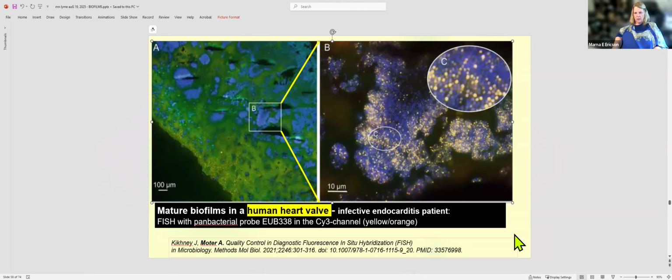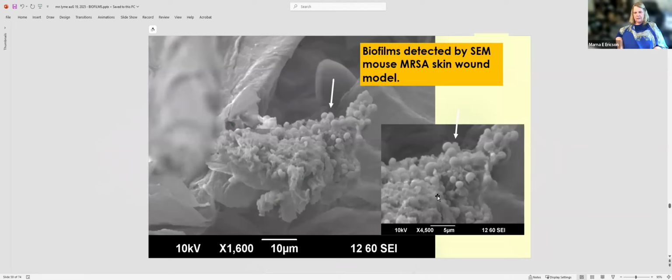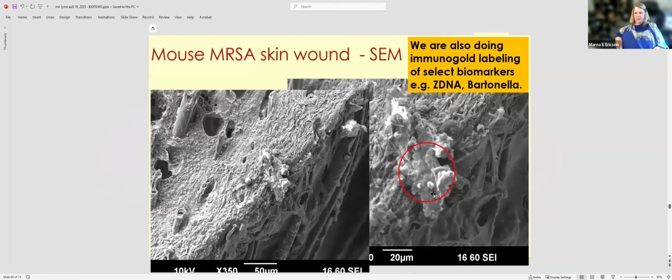And so we have also been doing some SEM. This is just to show you we can do it. We had to show ourselves that we can do it. But these are so great. This is MRSA, and you all probably know about that. You don't want it, but this shows the intricate interconnectedness of the biofilm. And we are also using new markers called zDNA. Not that it makes so much difference, but I think you can see that we've got Bartonella, and this is on mouse skin.